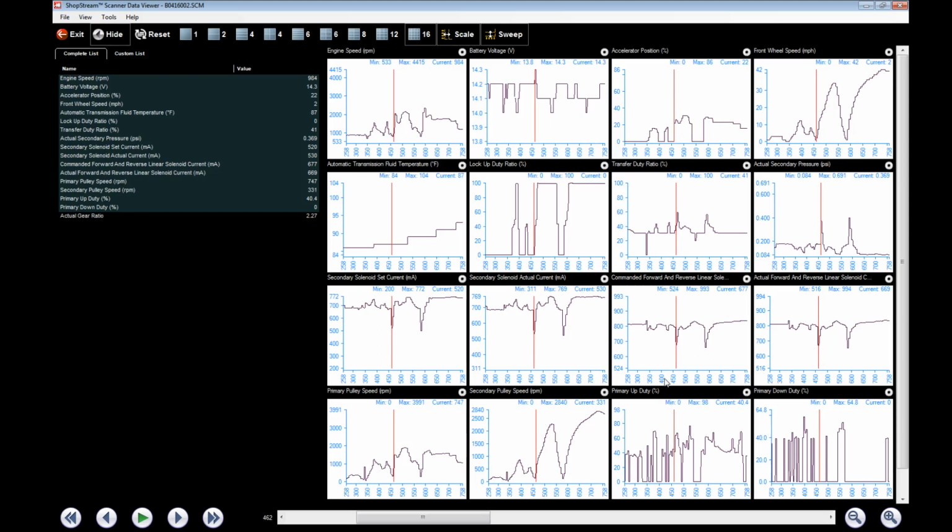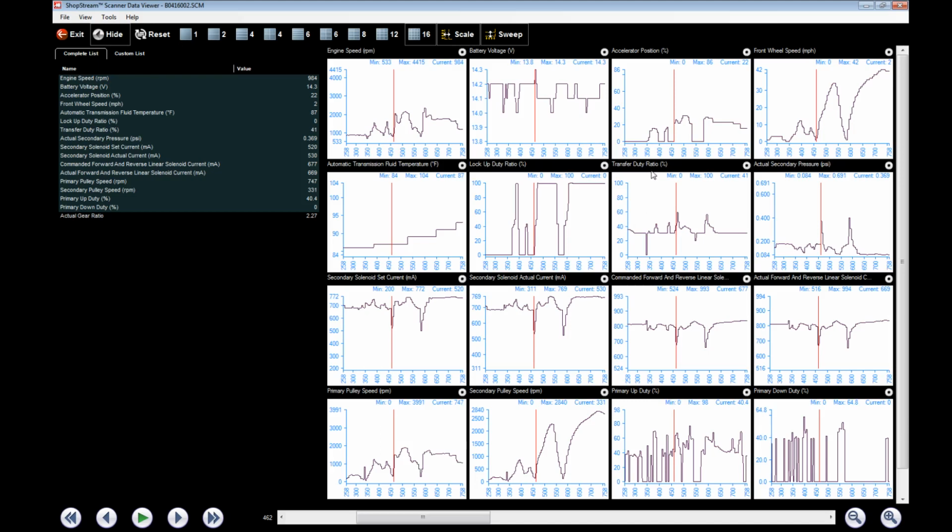Same kind of concept here, and the same concept is for your forward and reverse linear solenoid. Commanded is what the computer wants. Actual is what is on the circuit. So you see here it's 669 on the actual, and commanded is 677. So they're fairly close. Usually within 10ish is what you want. The lower amperage here, the more pressure to the forward or reverse clutch. You see where this cursor is now, it's dropping in amperage, and this is where we're accelerating, so it's actually putting more forward clutch oil to that circuit to keep that forward clutch from slipping.